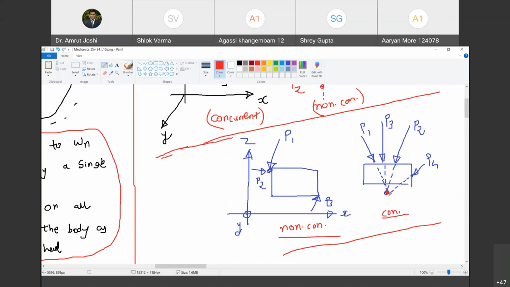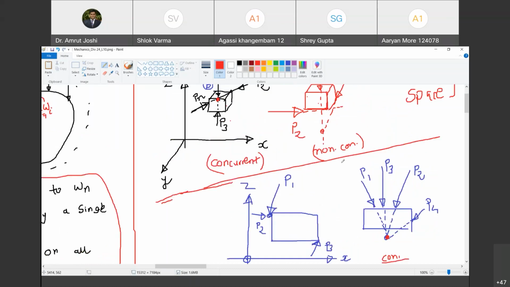Happy? Okay, sir. So therefore, a concurrent force system is a system in which the intersection of the lines of action of all the forces acting on a body is one. That point of intersection may not lie on the body, it may lie outside the body. Are you with me? Yes, sir. Okay, so we have defined this.